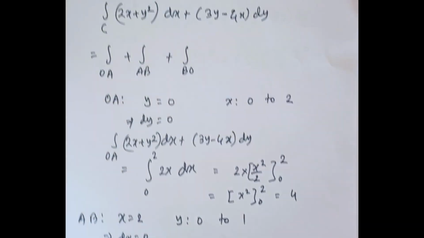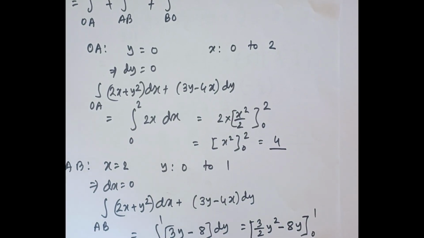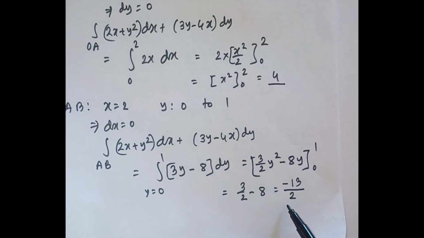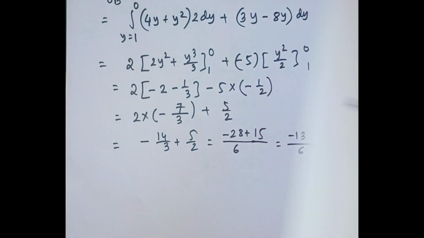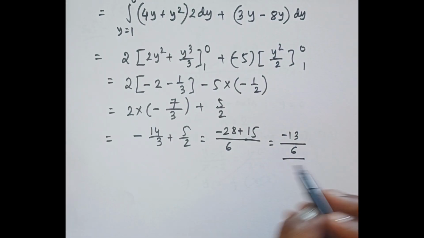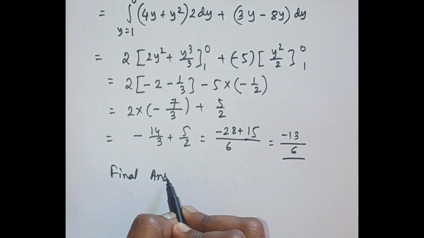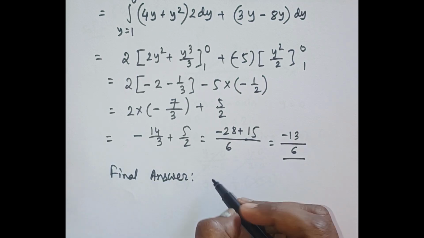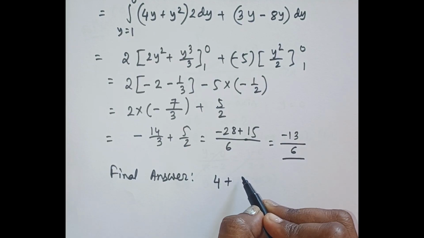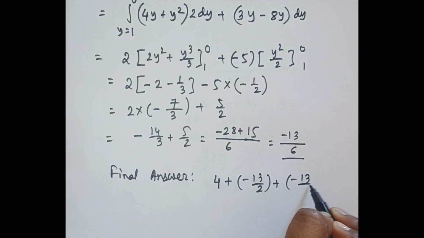We have to sum up those. So for OA, this is 4. For AB, this is minus 13 by 2. And for BO, this is minus 13 by 6. So now we can write the final answer is equals to 4 minus 13 by 2 minus 13 by 6.